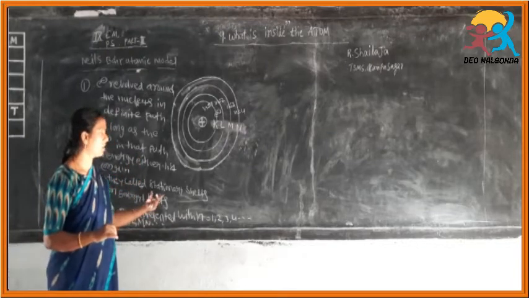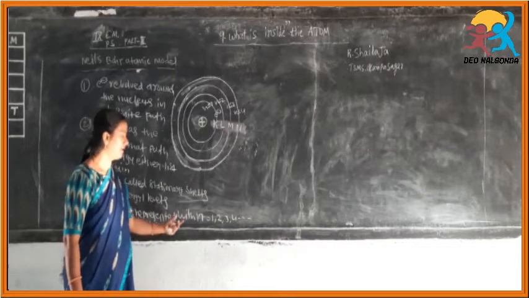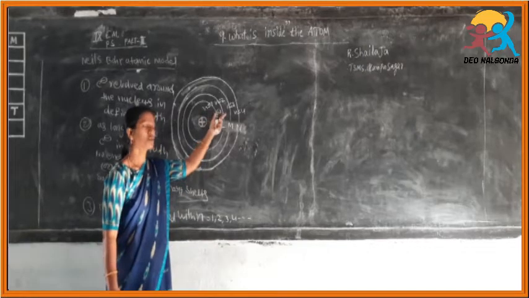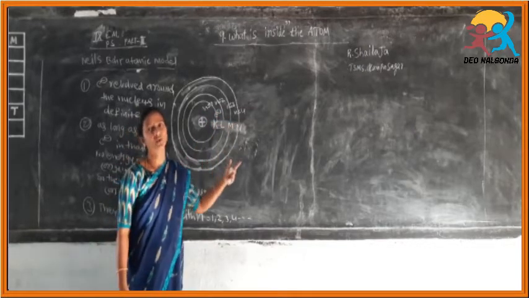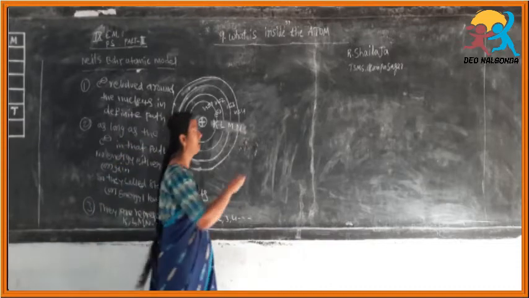Those energy levels are called stationary shells, and they are represented with K, L, M, N, and denoted with n equals 1, n equals 2, n equals 3, and n equals 4, and so on. So this is the Niels Bohr atomic model.